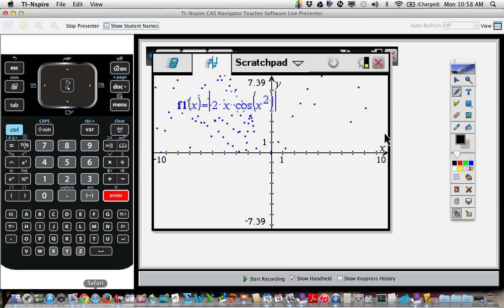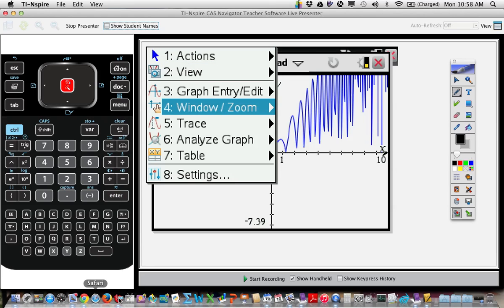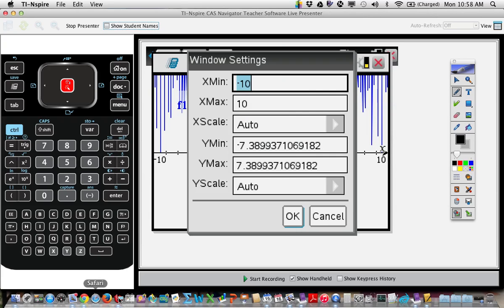Now, let's do a couple of other things. We get a really crazy graph, but we only care about this graph from where to where? 0 to 1. So I'm going to show you a couple little tricks here. I've shown you this before, but it really works slick here. So we're going to go into our window settings, and we're going to set our X from 0 to 1. And I'm not going to mess with the Y right now. Hit OK.